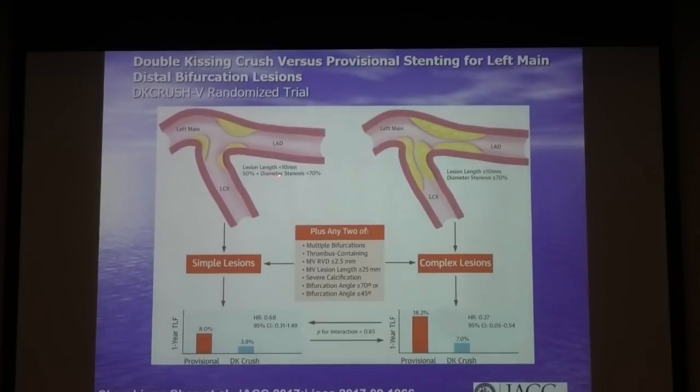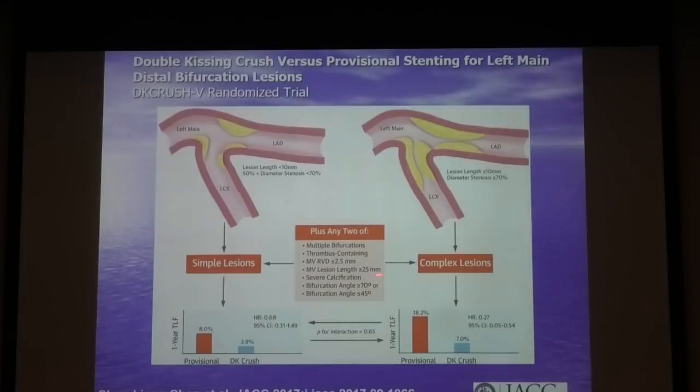Difficult lesion, usually long lesion, diameter stenosis much more than 70%, and much more diffuse. Multiple bifurcation, thrombus containing, main vessel reference diameter less than 2.5. كل هدول الكرايتيريا بتخليها complex lesion. خلينا نطلع على DK crush بالsimple lesion versus provisional stenting.